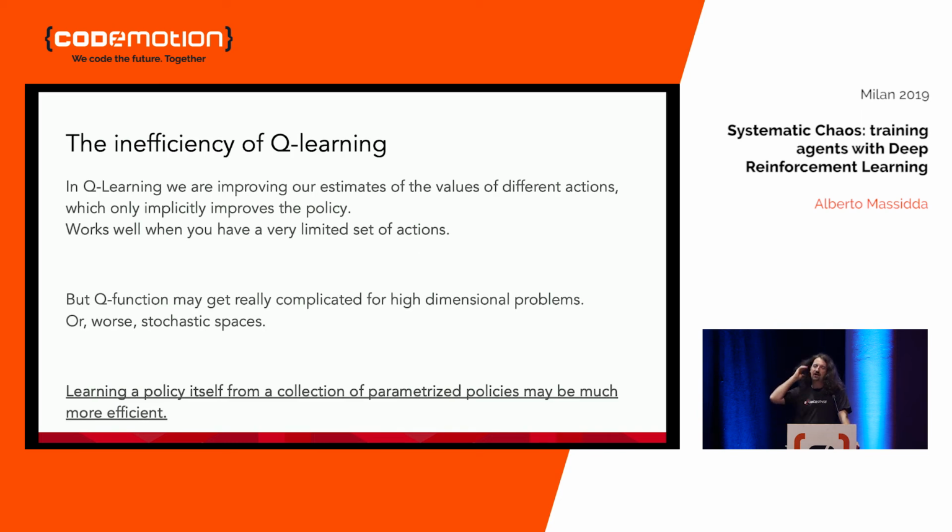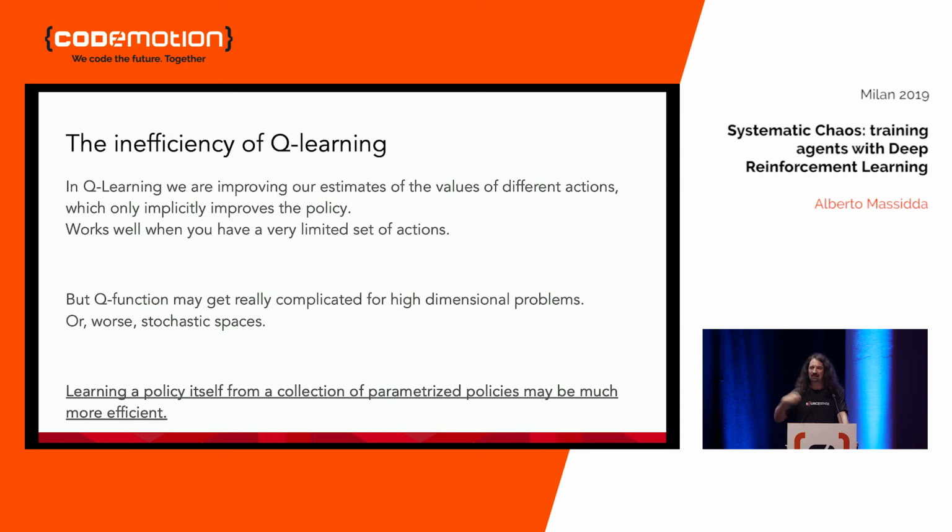All of this works very well when you have a very limited set of actions, it turns out. So with Atari games, with very simple decision processes. And this is because in Q-learning, we are improving our estimates of the values of the different actions. So you take an action, and you get punished or rewarded for taking that action. And so you have to build a function that emits an estimation for any state-action pair. This is the definition of the Q value function.